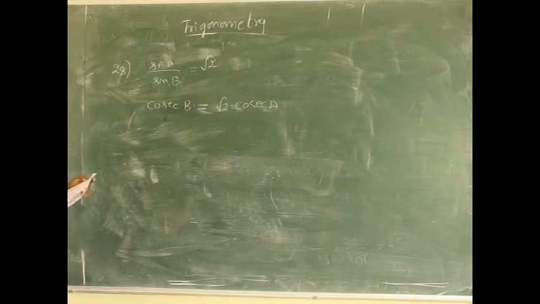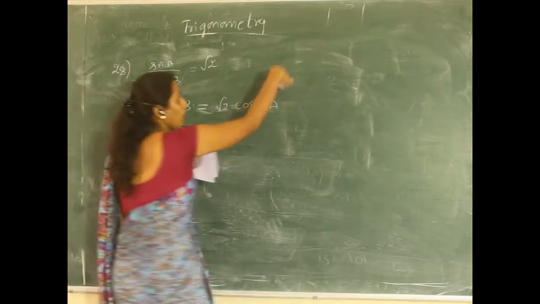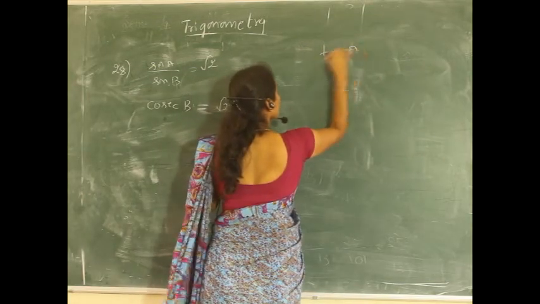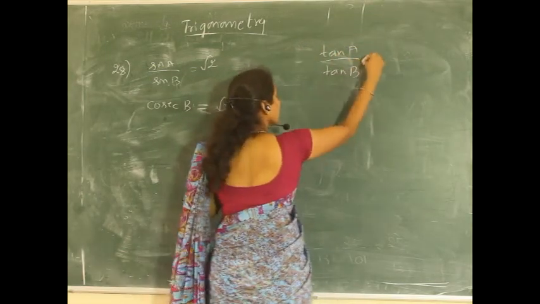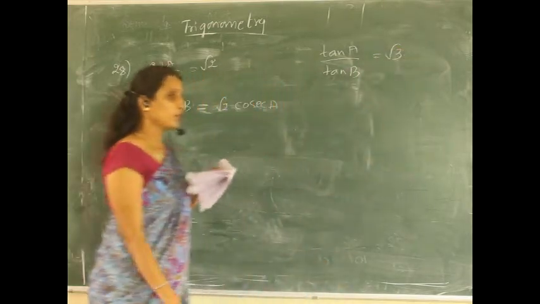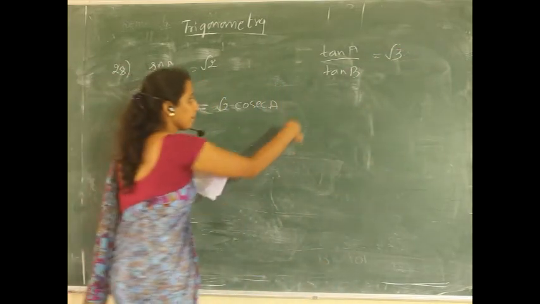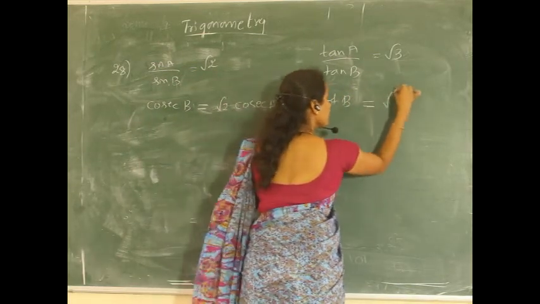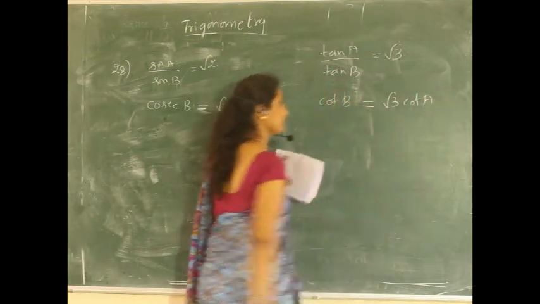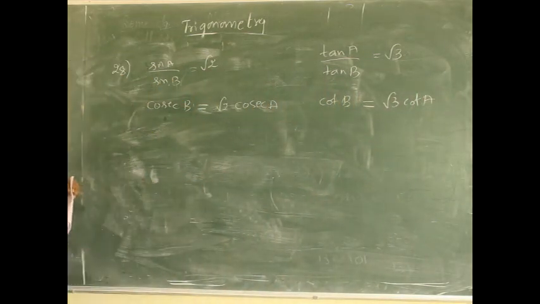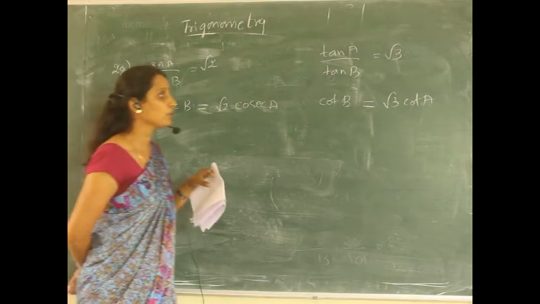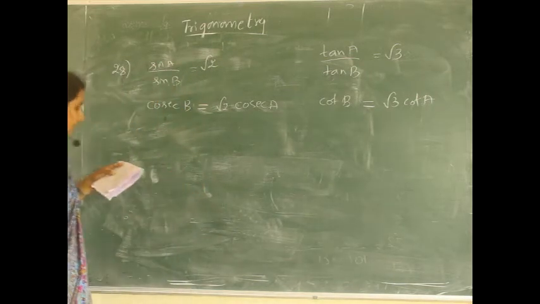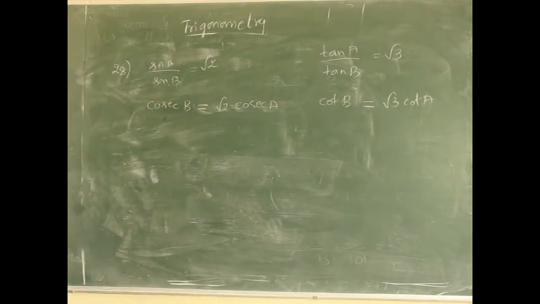Similarly, one more: tan A by tan B is equal to root 3. So again 1 by tan B is cot B, and 1 by tan A is cot A. So when we cross multiply, we are getting cot B is equal to root 3 cot A. Next, what we have to calculate is A minus B, so we want the angles A and B.